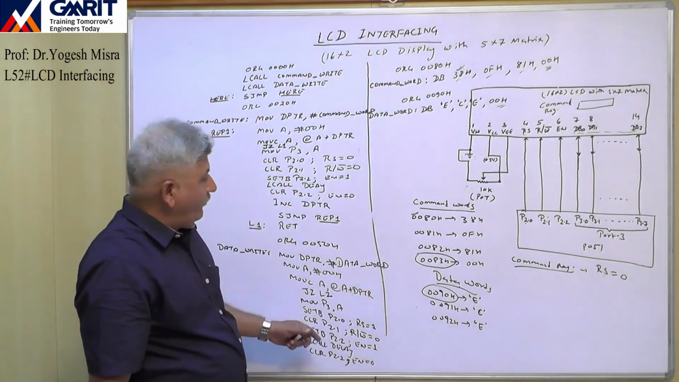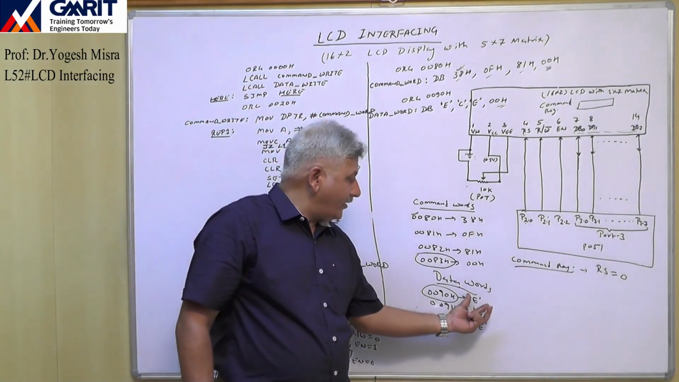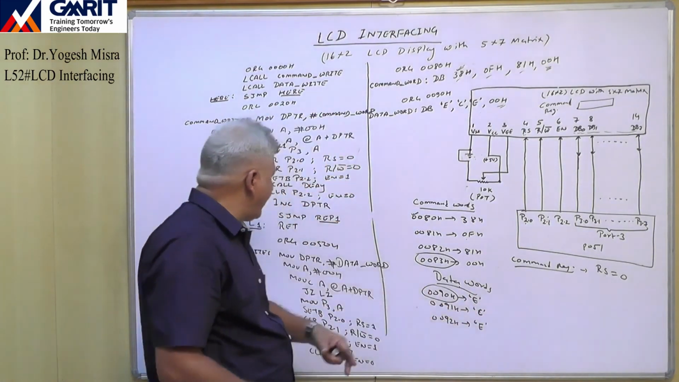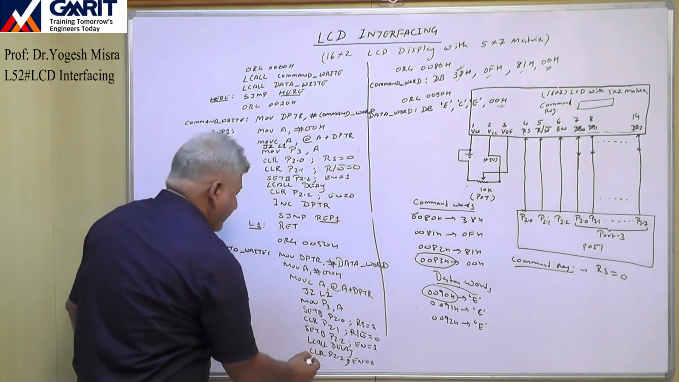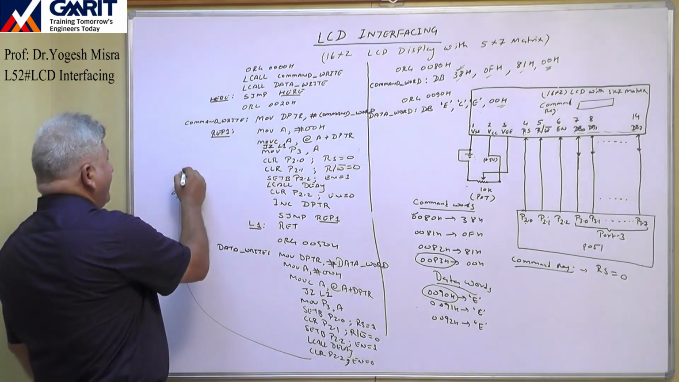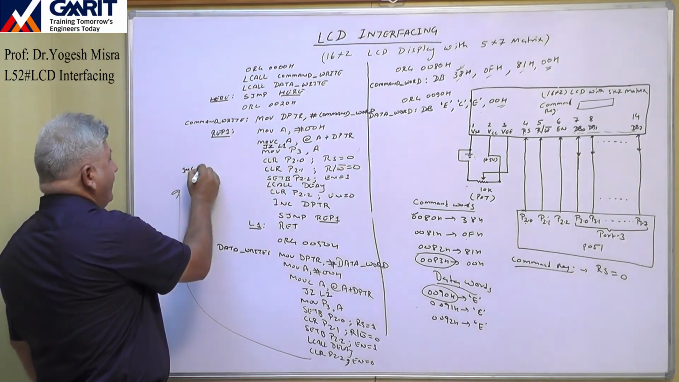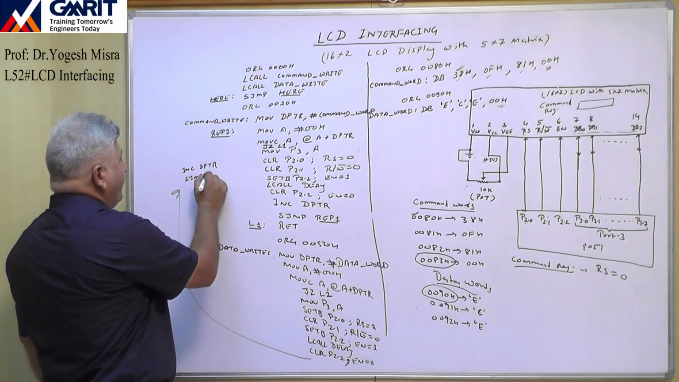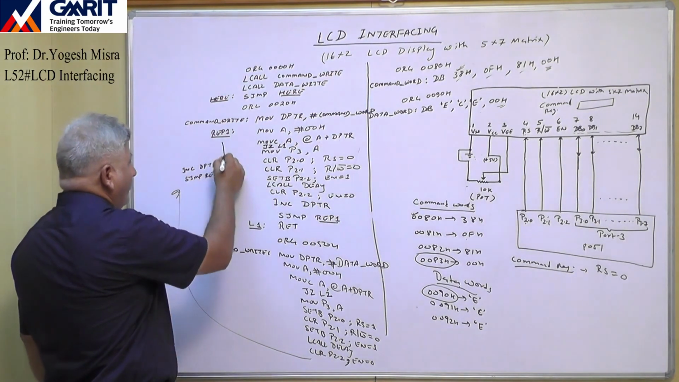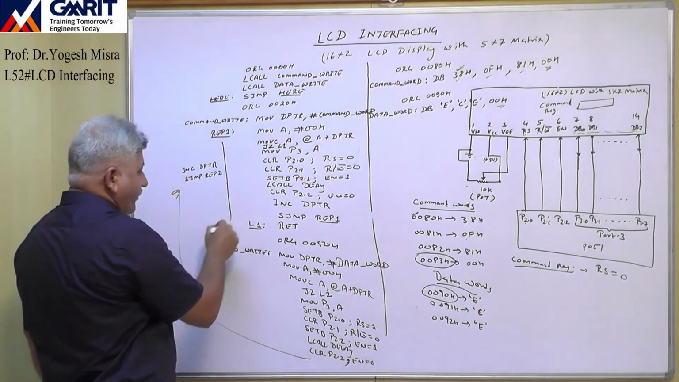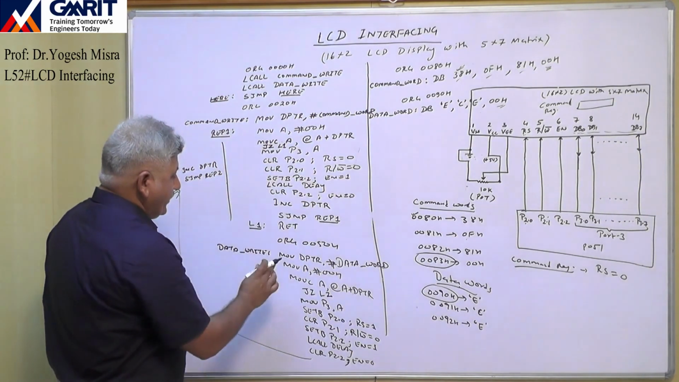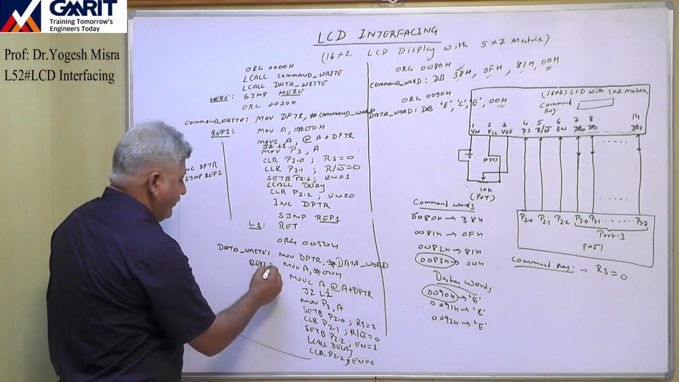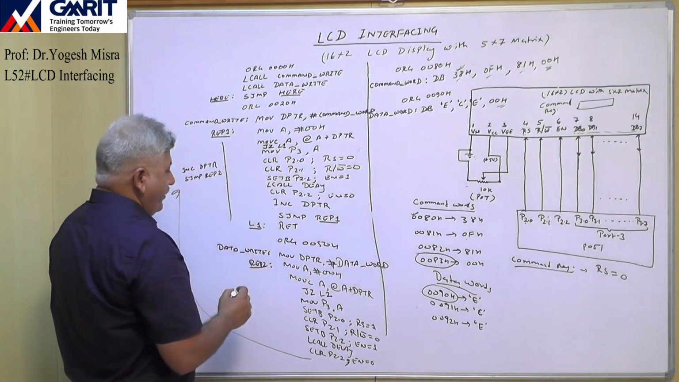Once we have written the first data word in the data register, then bring the address of the second data word in DPTR. For this, I will write here INC DPTR, then SJMP repeat2. And where is repeat2? Repeat2 is here. The repeat2 label is here, right?